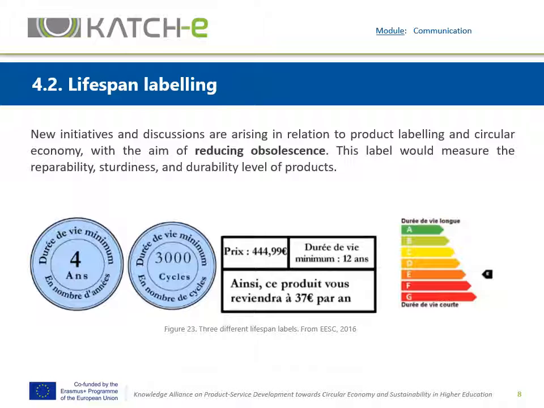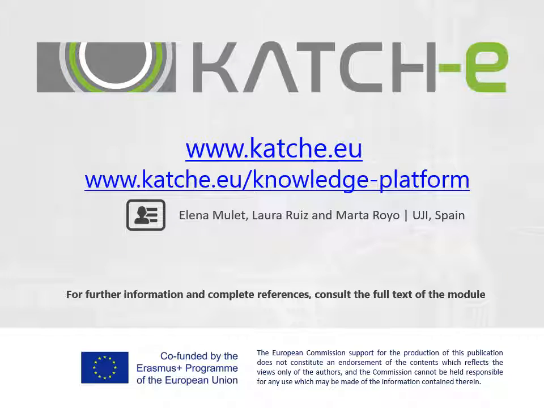Regarding lifespan labeling, new initiatives and discussions are arising in relation to product labeling and circular economy, with the aim of reducing obsolescence. This label would measure the repairability, sturdiness, and durability level of products. We can see three different examples in the image. For further information and complete references, please consult the full text of the module.